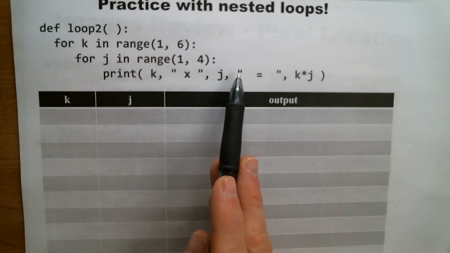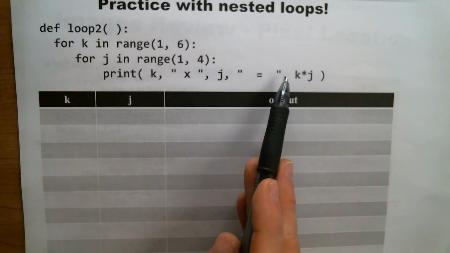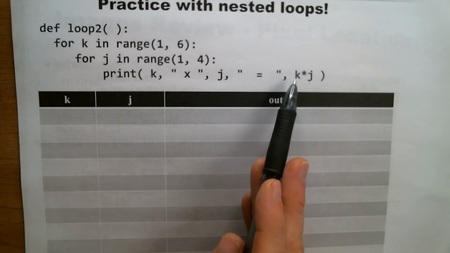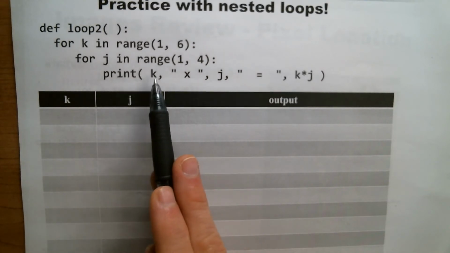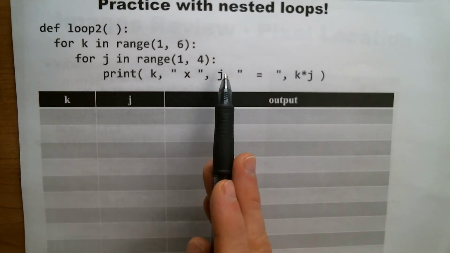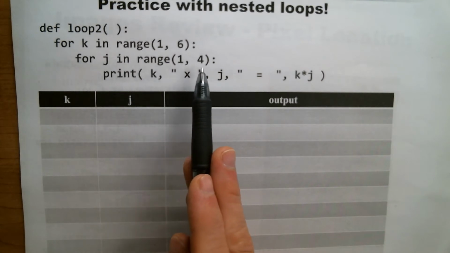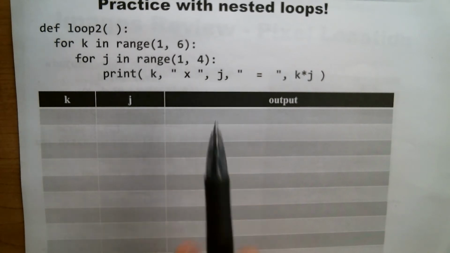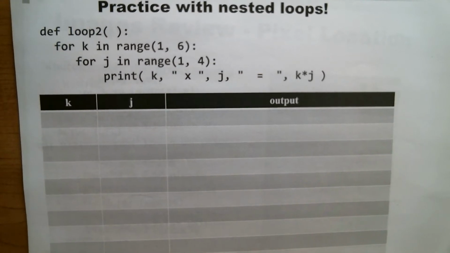Then it's going to go back to printing out regular text. So a space, an equal sign, another space. And then it's going to print out k times j. So this is just letting us go back and forth between regular text that's inside of quotation marks and variables that don't have any quotation marks around them. Right? So again, try it on your own, and then you can come back and see if you got the same thing I did.